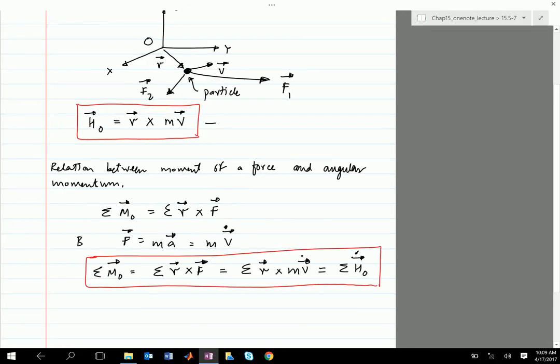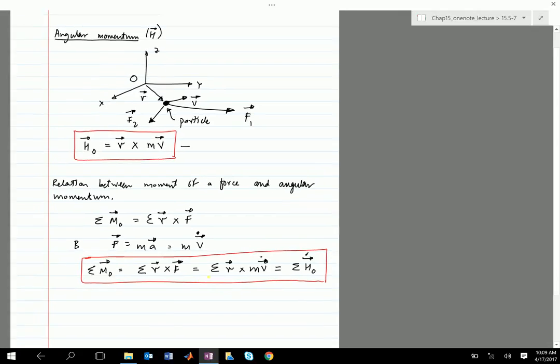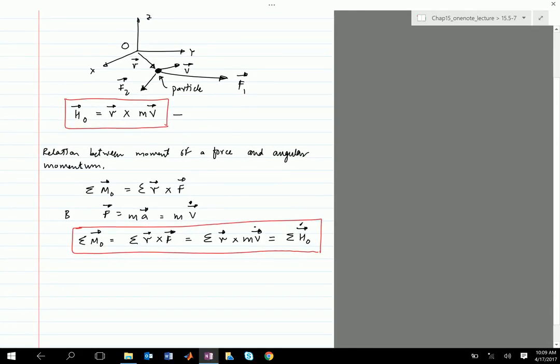So this formula says that the rate of change of angular momentum, H dot, is equal to the sum of all external moments acting about the point O. Okay, so that's one thing. The other thing I want to talk about before I start solving problems is the principle of angular impulse and momentum.